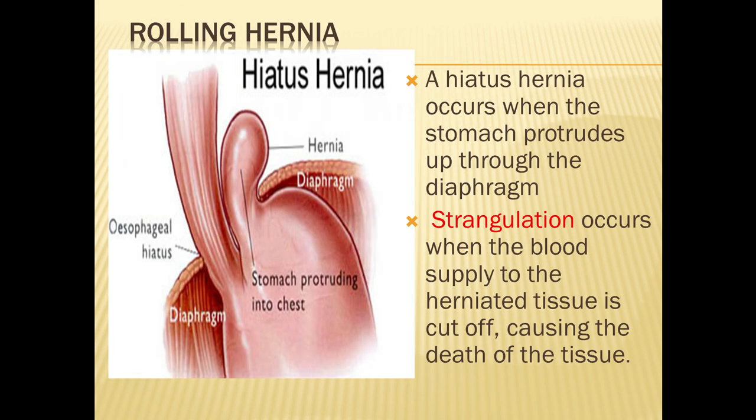See the diagram. This is the hiatus hernia, but this is congenital. Now the esophagus, the hiatus is there. The stomach rolls upwards. Its upper part has moved above the diaphragm. The stomach protrudes up through the diaphragm. Since it cannot slide back, strangulation occurs when the blood supply to the herniated tissue is cut off, and it can result in death of the tissue. This is the rolling hiatus hernia. Rolling hernia is congenital.